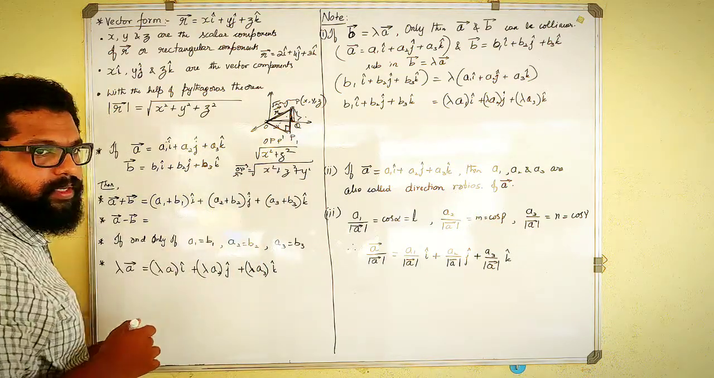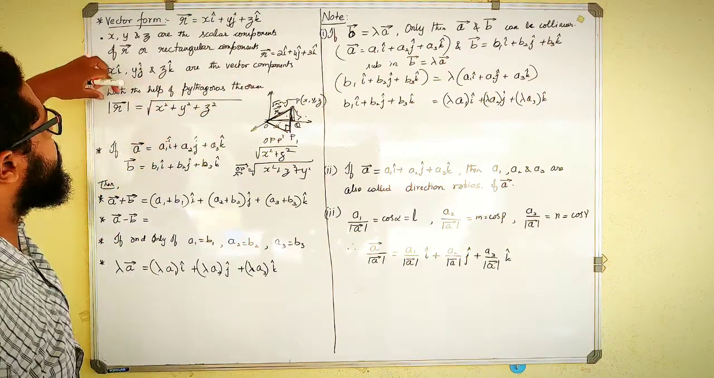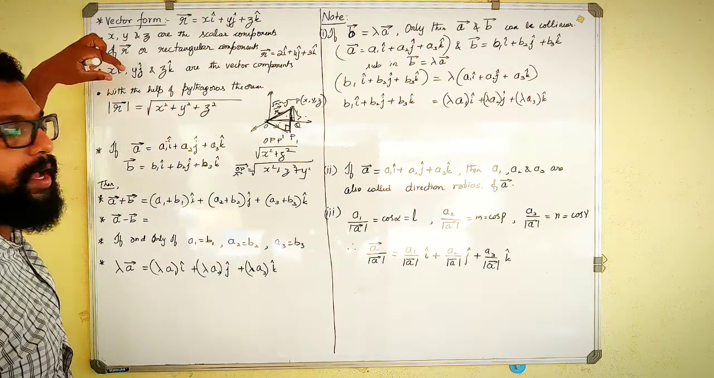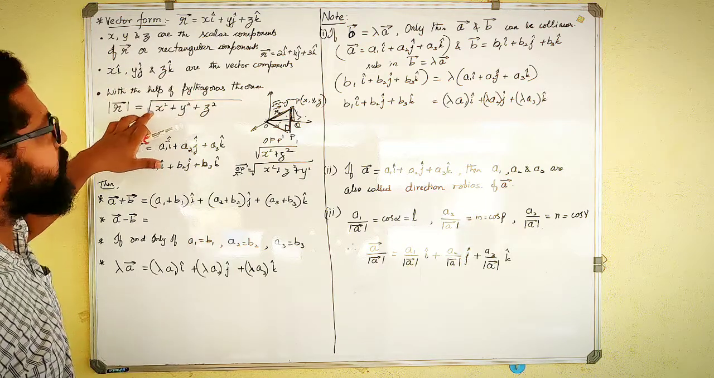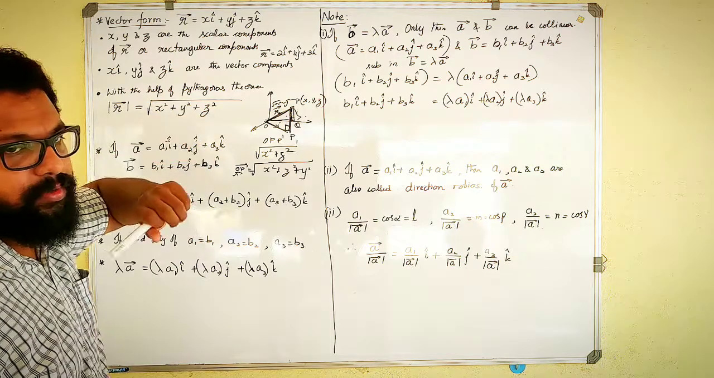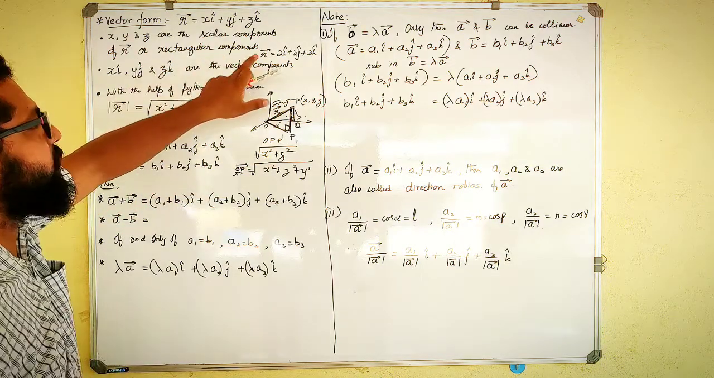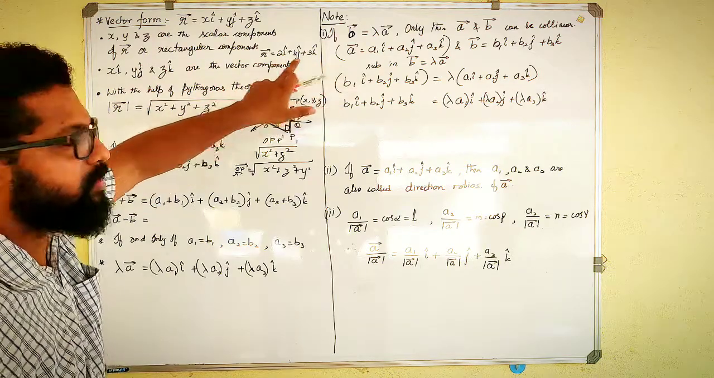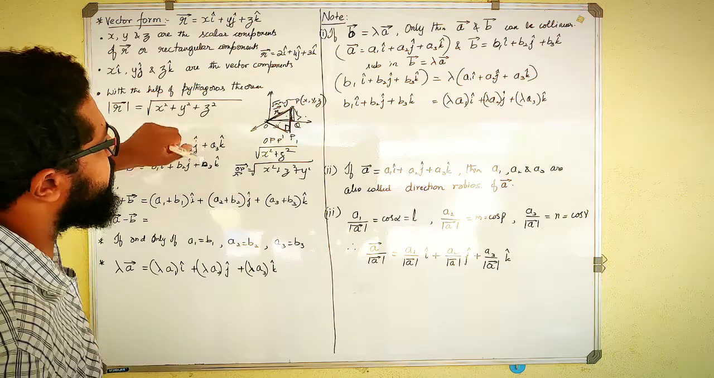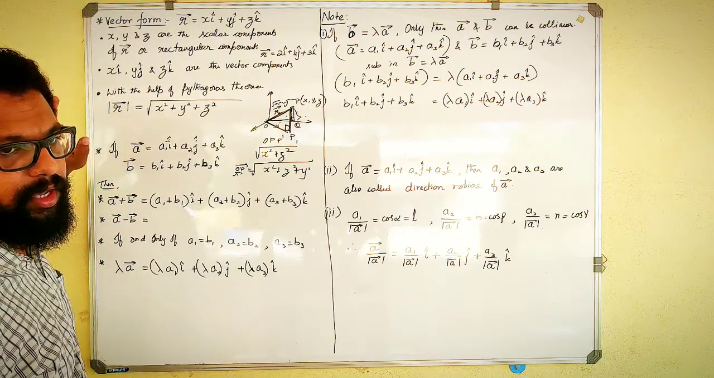I hope it is clear. So the length of the OP vector, or the magnitude of this R vector, is given by the formula square root of x square plus y square plus z square. Simply, take the squares of all the scalar components, the numbers, add them, and then take the square root. You will get the magnitude of that particular vector.